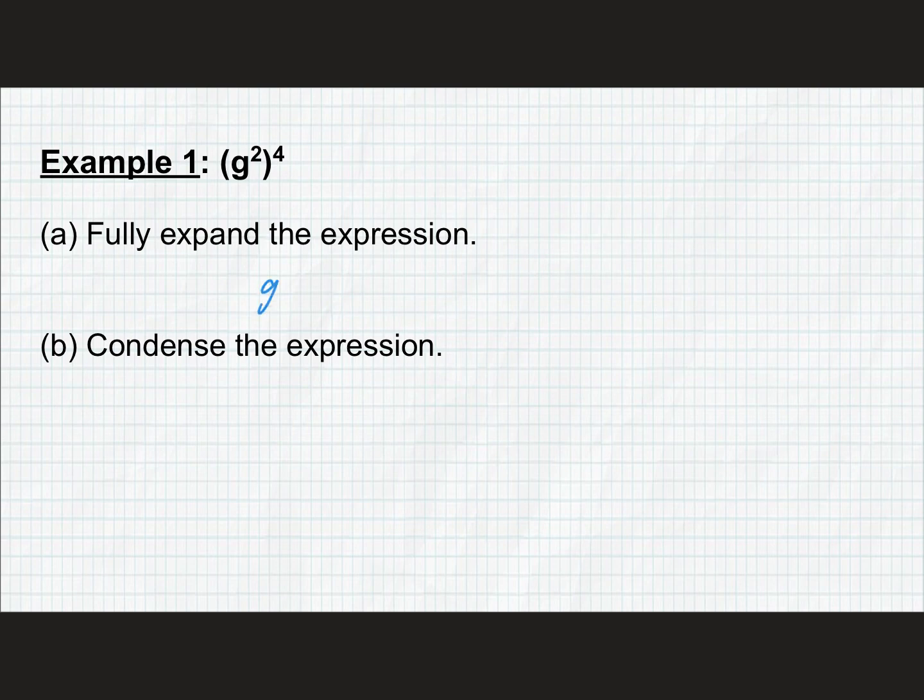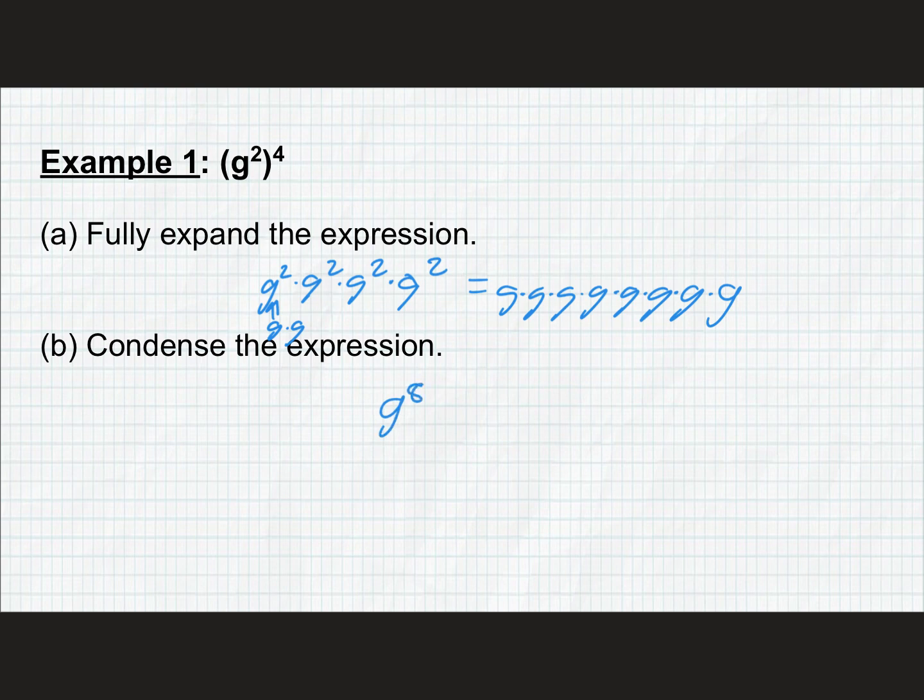So first of all, g squared to the fourth power means that there are 4 g squared multiplied together. And each of those g squared is the same thing as g times g. So overall, we have g times g times g times g times g times g times g times g. Or, if you condense that expression, it is g to the 8th power.